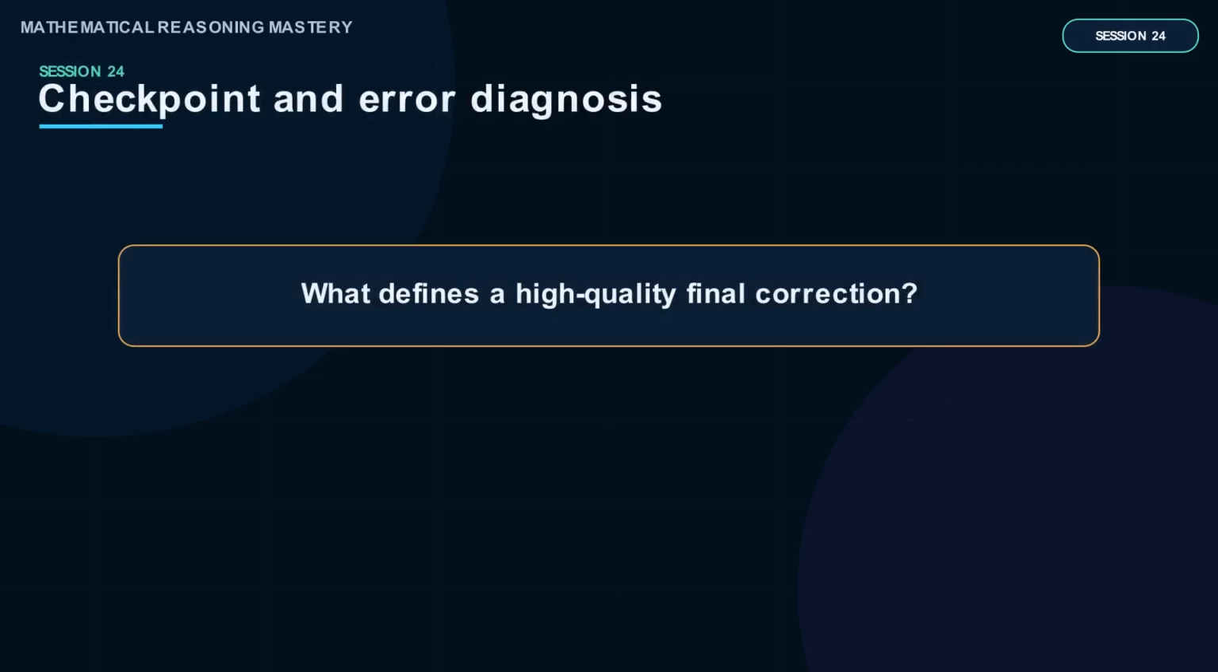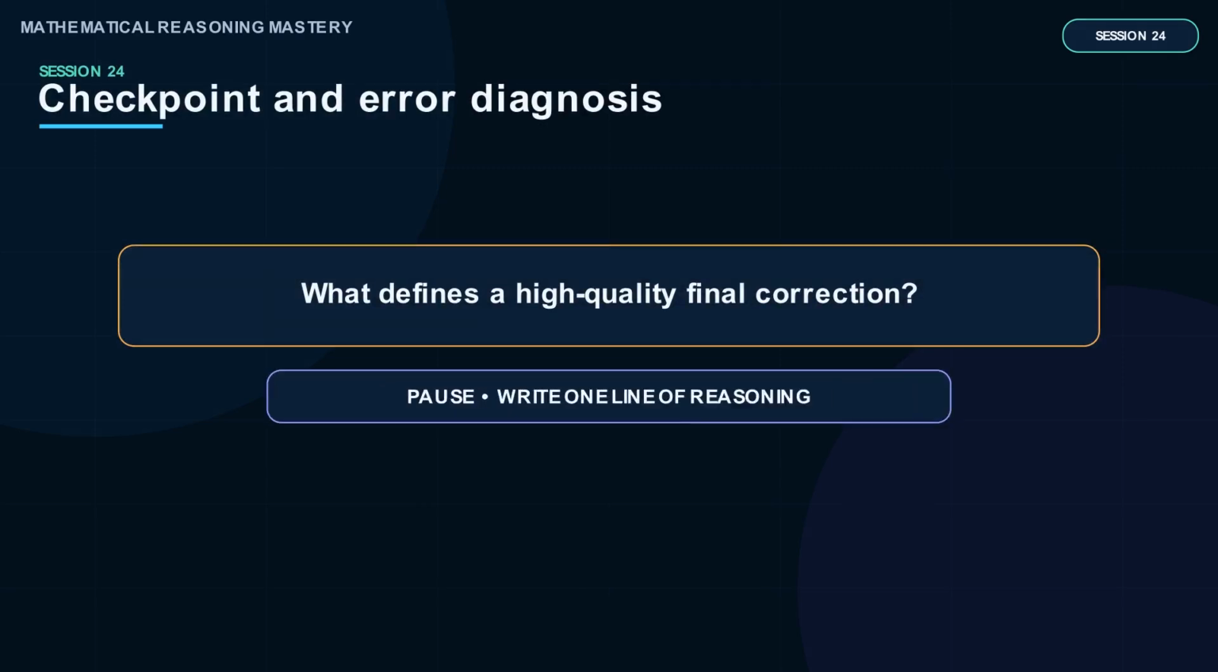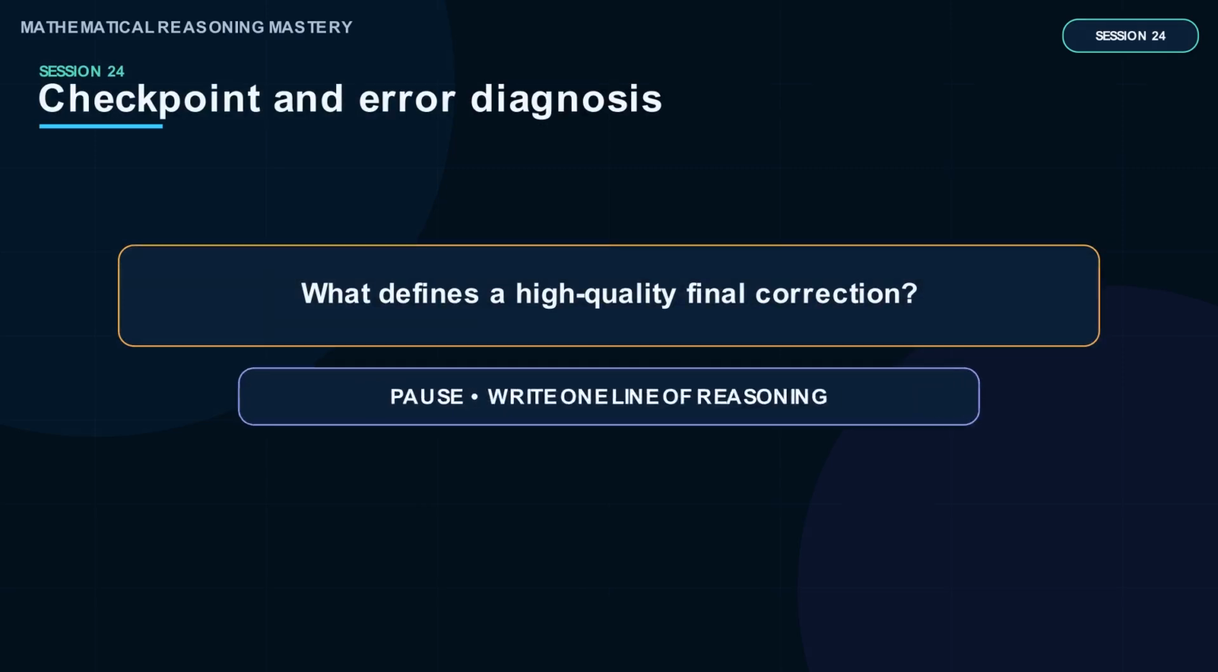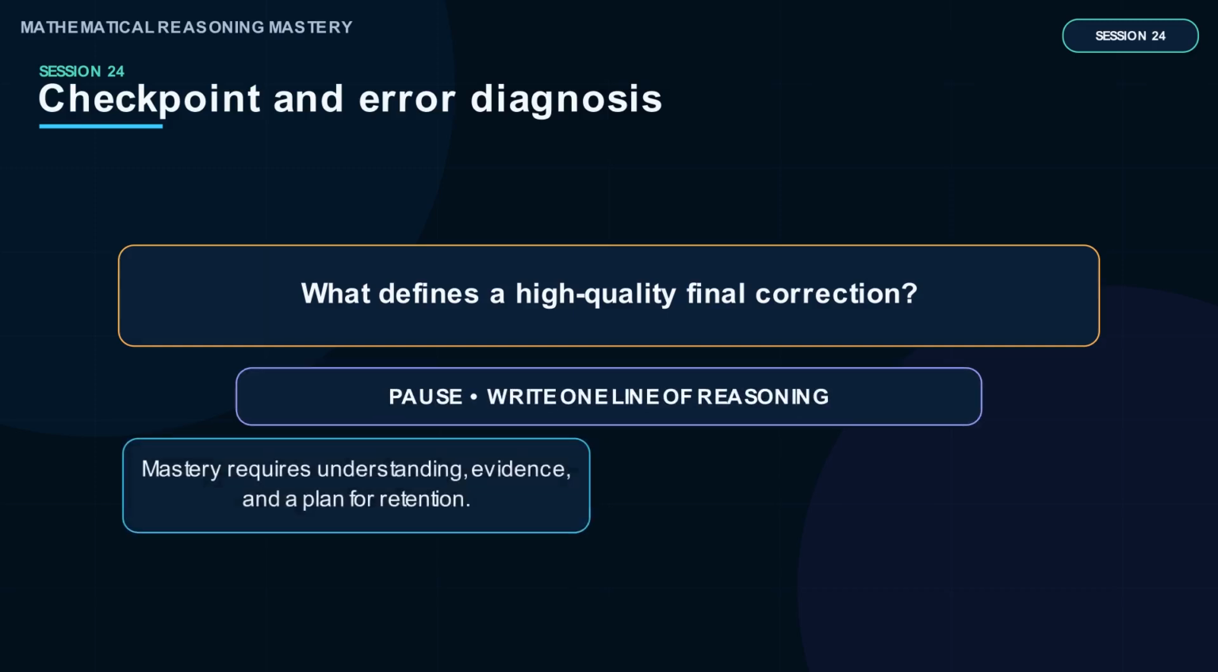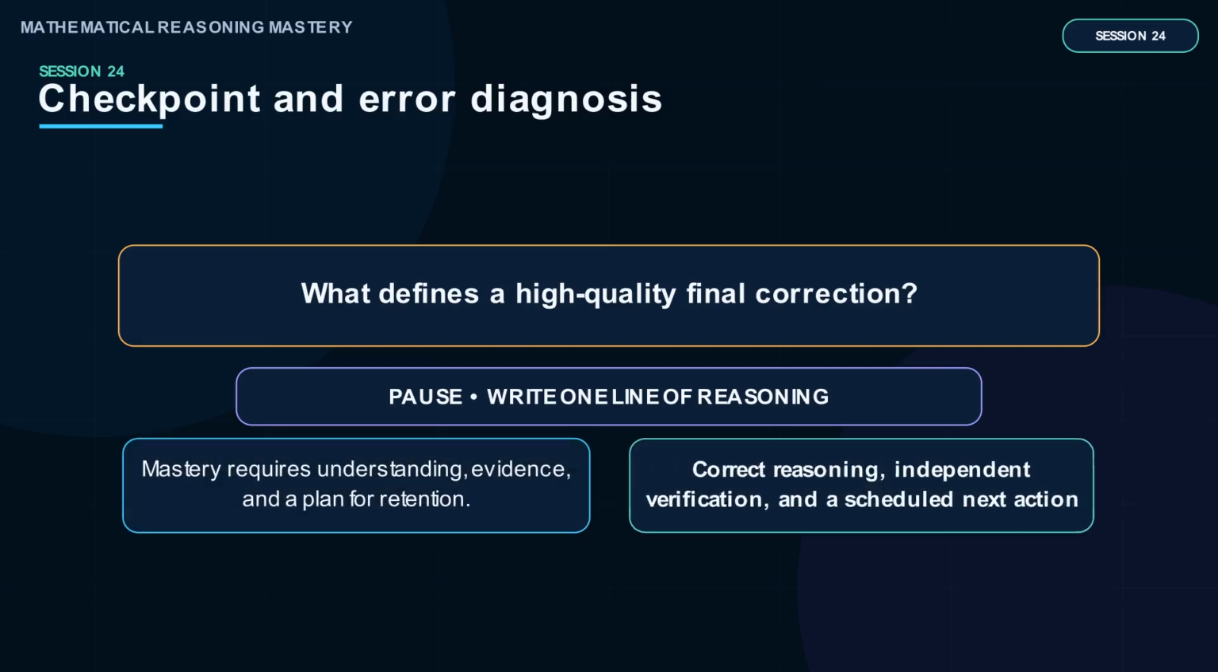Try this checkpoint without copying the example. What defines a high-quality final correction? Decide which mathematical fact controls the answer. Pause and write one line of reasoning before committing. A visible decision is easier to inspect, explain, and correct than an unsupported guess. Focused hint. Mastery requires understanding, evidence, and a plan for retention. Use the hint to repair the setup, then finish the reasoning yourself. The accepted answer is correct reasoning, independent verification, and a scheduled next action. Explain why it works and name the earliest line that would reveal a likely error.